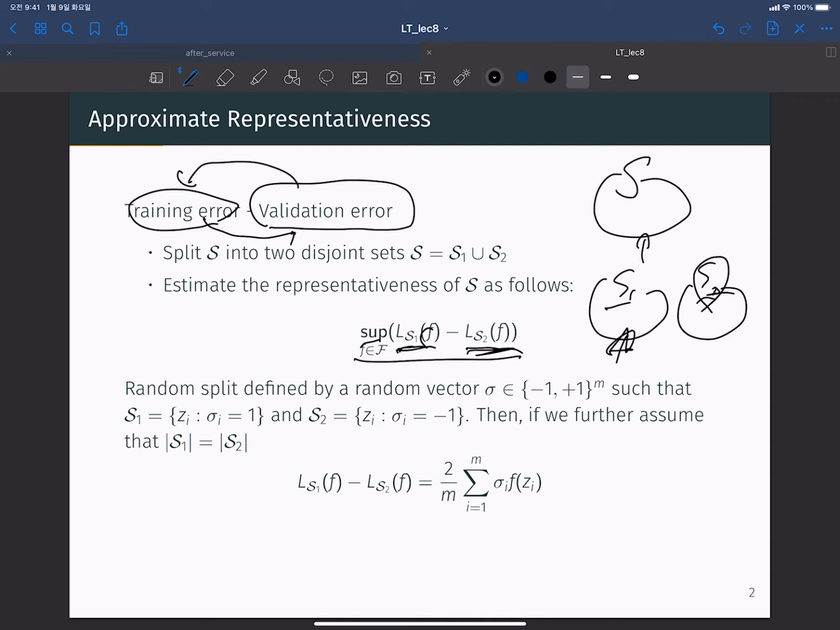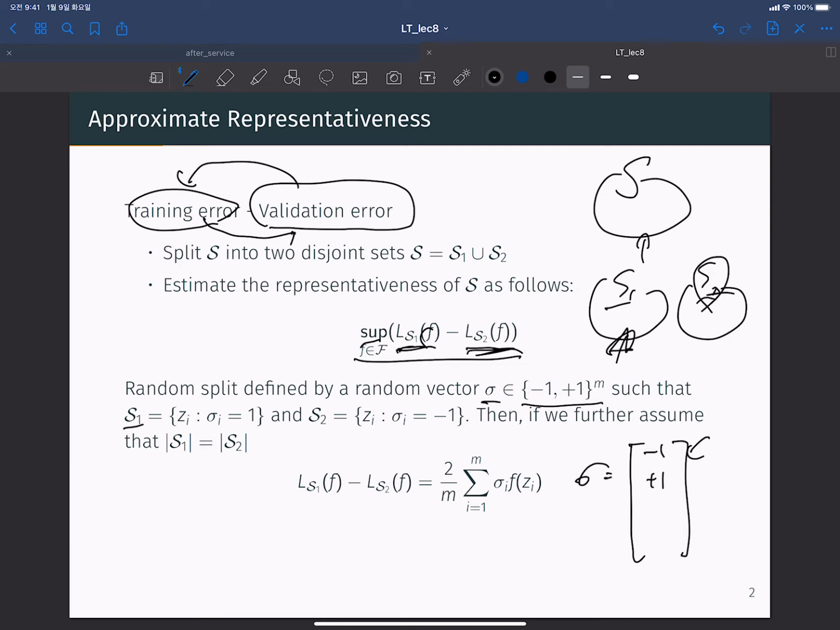So, a random split defined by a random vector. We can define this split S1 and S2 using the sigma vector. So what is the sigma vector? The sigma vector is a random vector in {-1, +1}^m, an m-dimensional vector. So sigma has m elements, and each element is either -1 or +1.